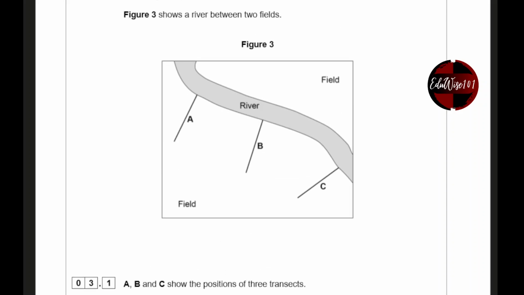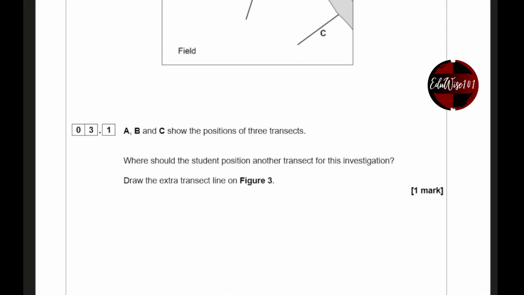Now, a transect is basically a line. So you could use a long measuring tape or even a rope from one point. You fix it to one point and drag it so that it's actually straight. Or you could just use markers. The best is actually just to use a rope or a measuring tape because you need to measure it at certain points. So you can see three transect lines. They are asking us to draw an extra transect line on figure 3.